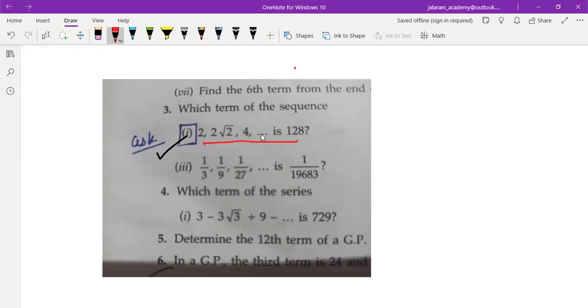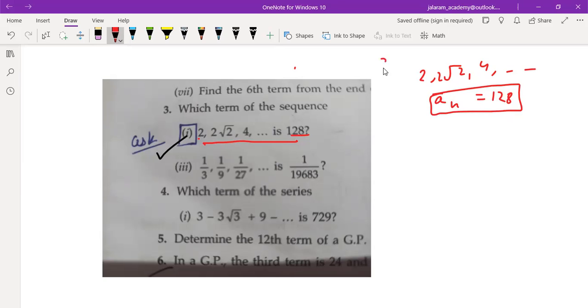We have to find which term of the sequence is 128 when the GP is given as, whether it is GP or any other, we don't know. So first we write this as 2, root 2, 4, and we have to find which term is 128. So if we assume that the nth term is 128, now we have to check whether it's a GP or not.